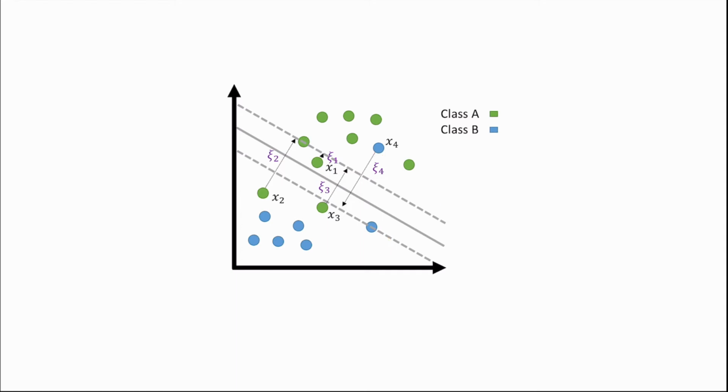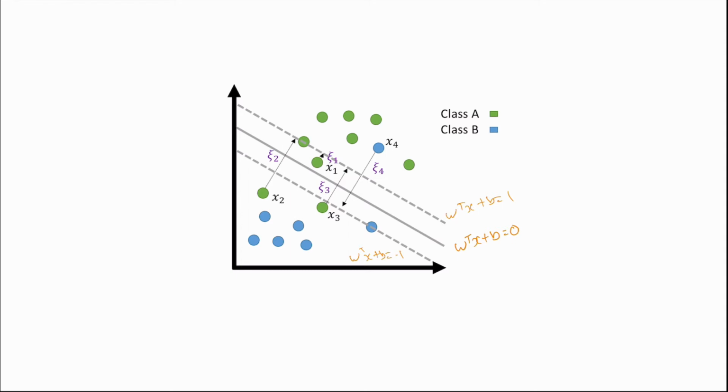In the previous episode, we said that the equation of the hyperplane is given as W transposed x plus B equals 0. We also said that the equations of the margins are given as W transpose x plus B equals 1 and W transpose x plus B equals -1.